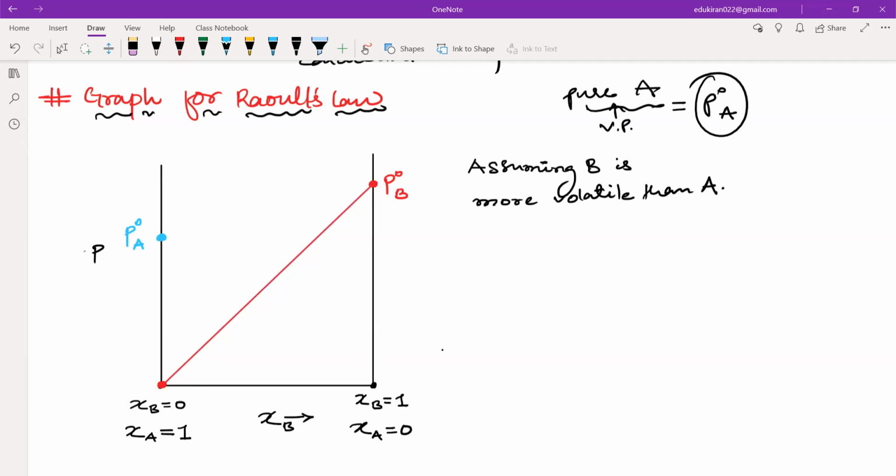Yes or no? Please tell me. All of you understood this plot? Yes, sir. So this red line is giving me PB.